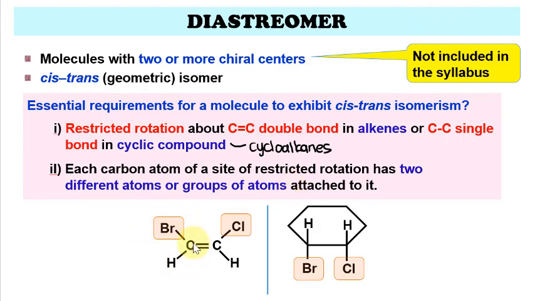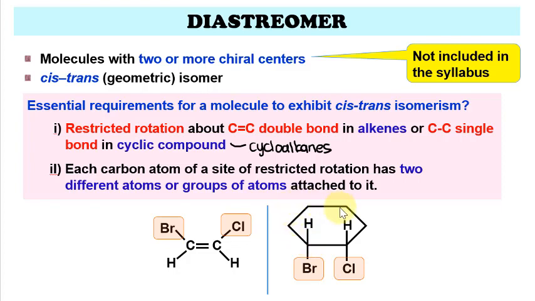For example, here we have an alkene compound. The carbon-carbon restricted rotation is on the carbon-carbon double bond. So each carbon of the restricted rotation, which is this carbon and this carbon, must be bonded to two different atoms or groups of atoms. Since these two carbons are bonded to two different atoms and groups of atoms, it can exhibit cis-trans isomerism.